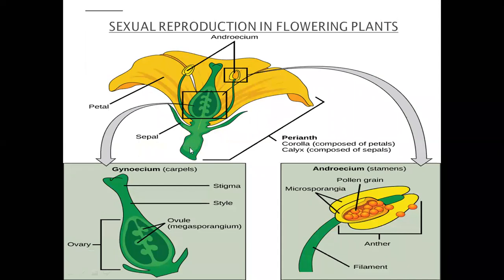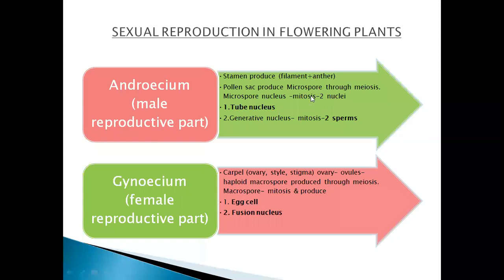Now I'm going to tell you about this part, the gynoecium. This was the androecium part, that is the stamen part, right? Having anther and filament. And what happened here? This is making the microspores, right? The microspores are made through the division known as meiosis, and it has made one male gametophyte generation. And the male gametophyte has the microspore nucleus that undergoes mitosis, making the tube nucleus and two sperm cells, right? So this is overall the structure.